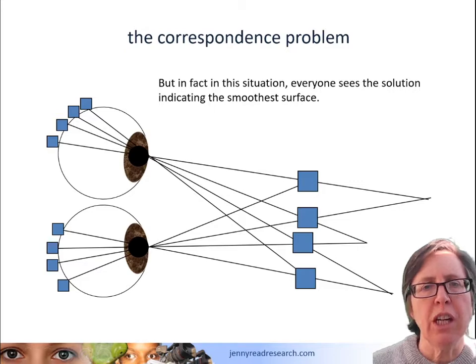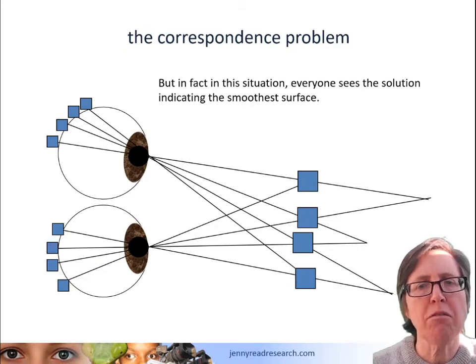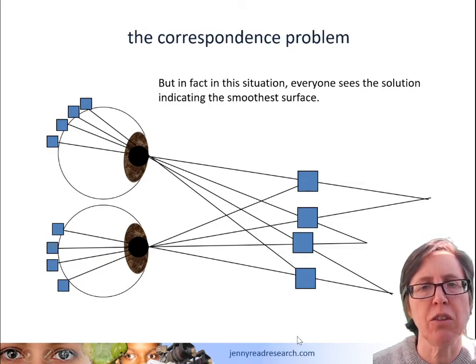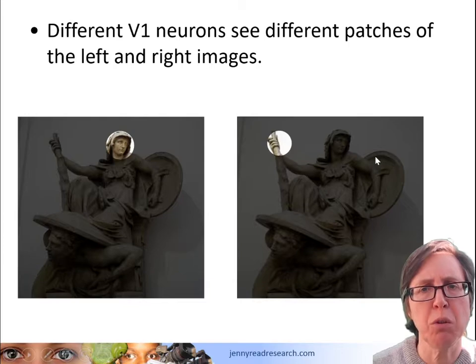Perhaps surprisingly, we don't struggle with this at all. In this situation, pretty much everyone is always going to see this solution, which indicates the smoothest surface that's sufficient to explain the retinal images. So your brain's very good at solving this correspondence problem.